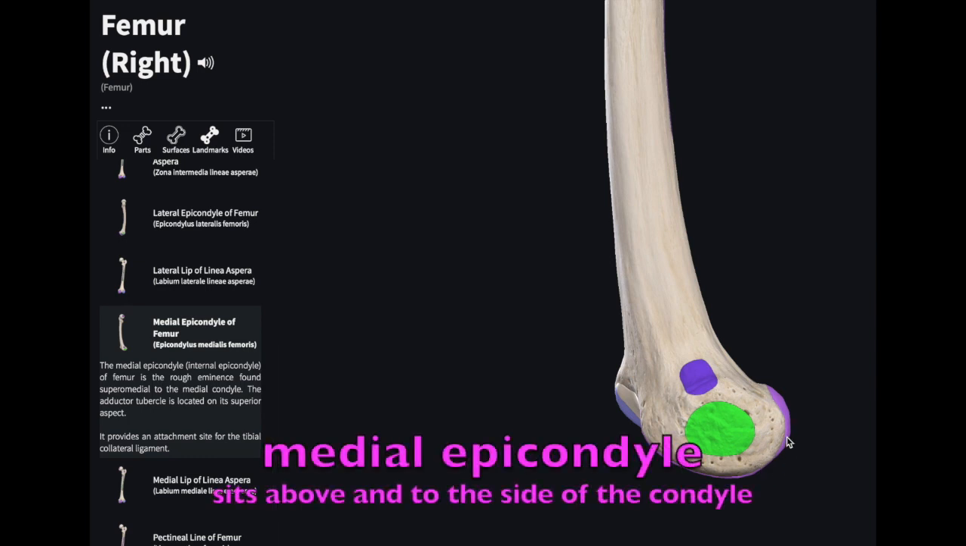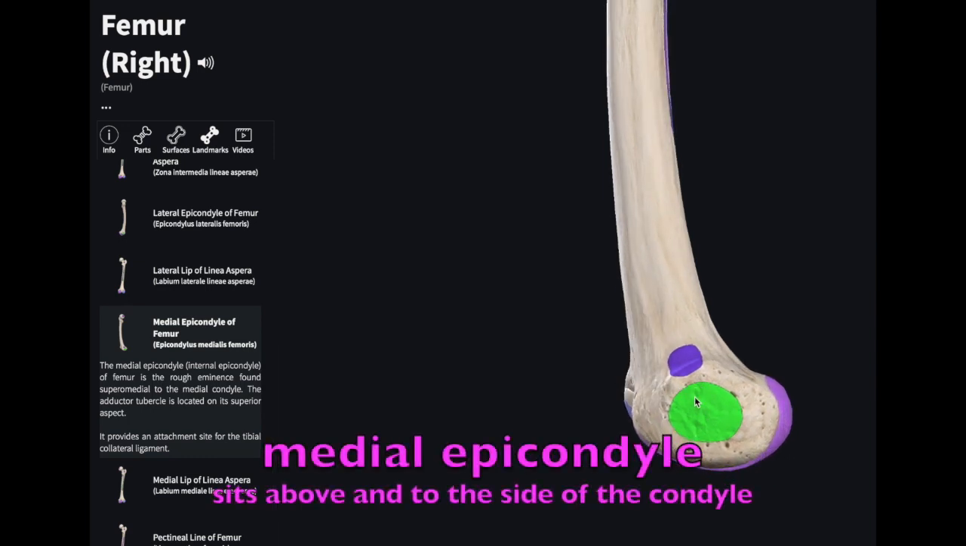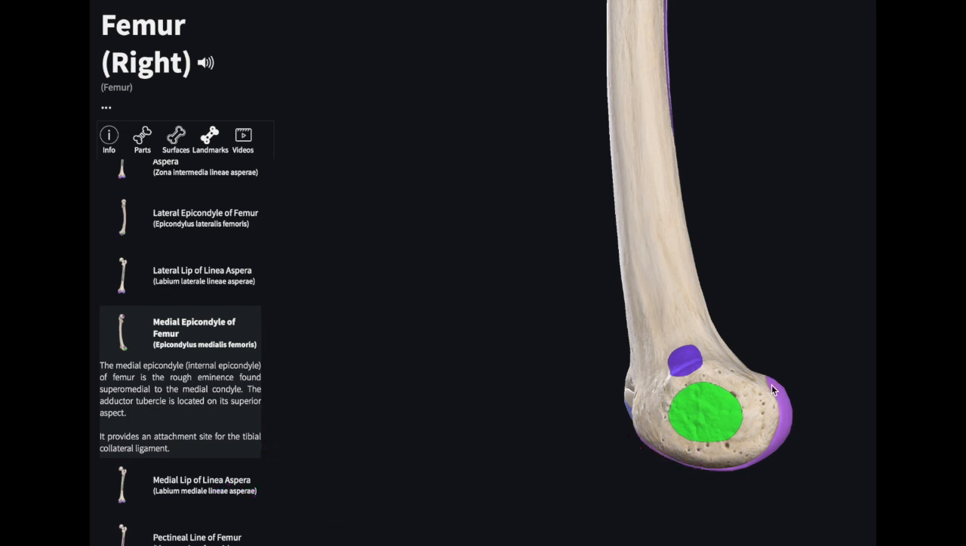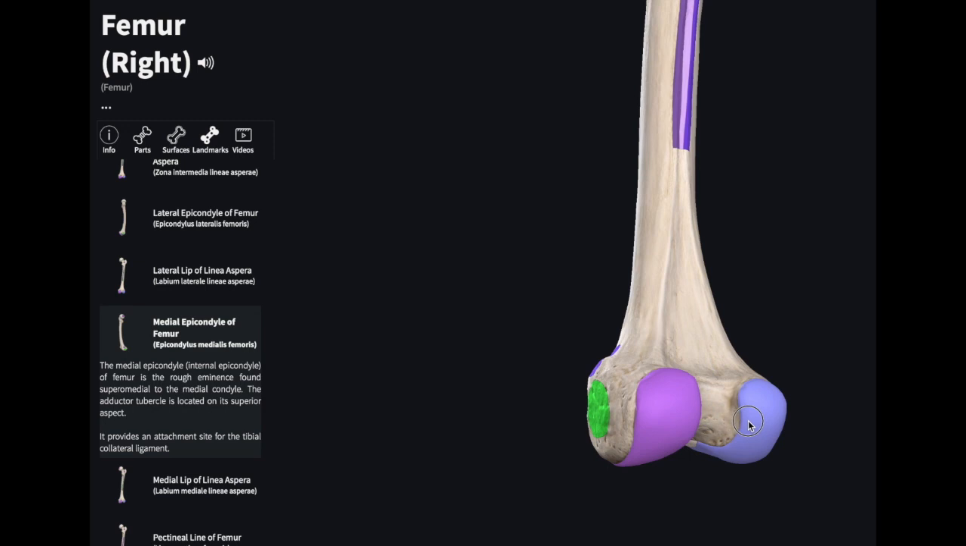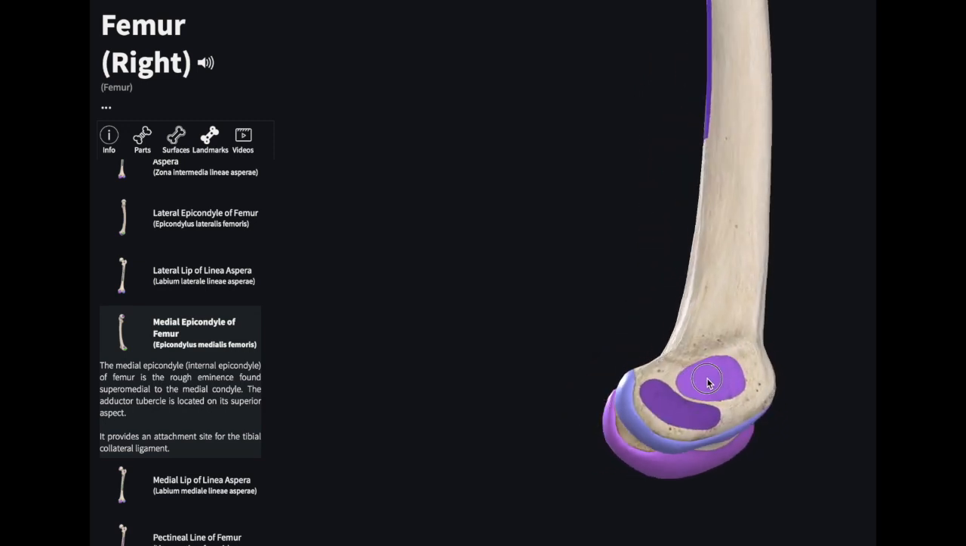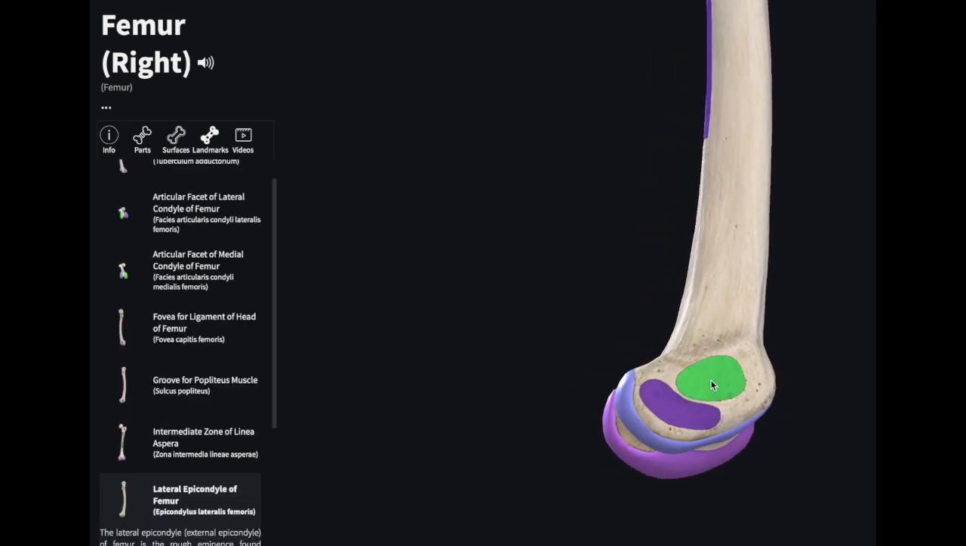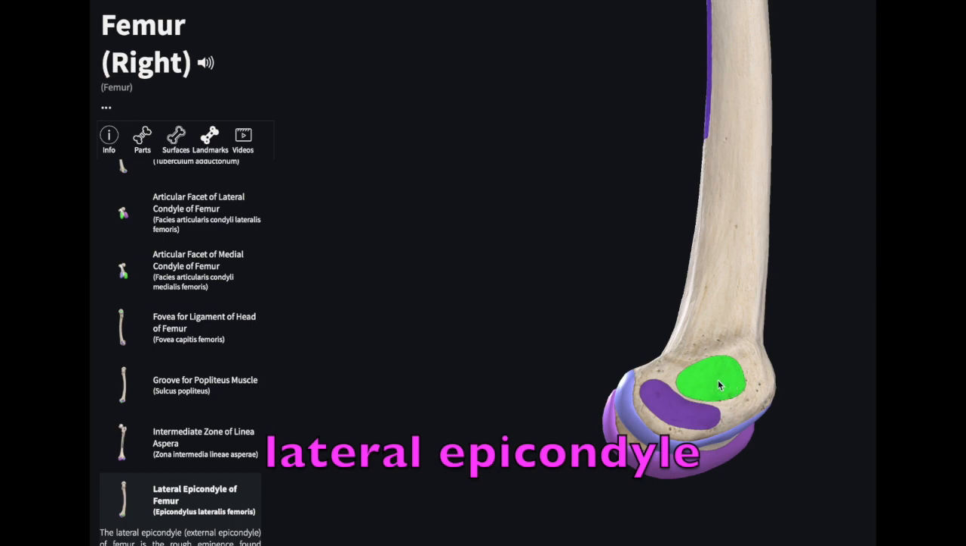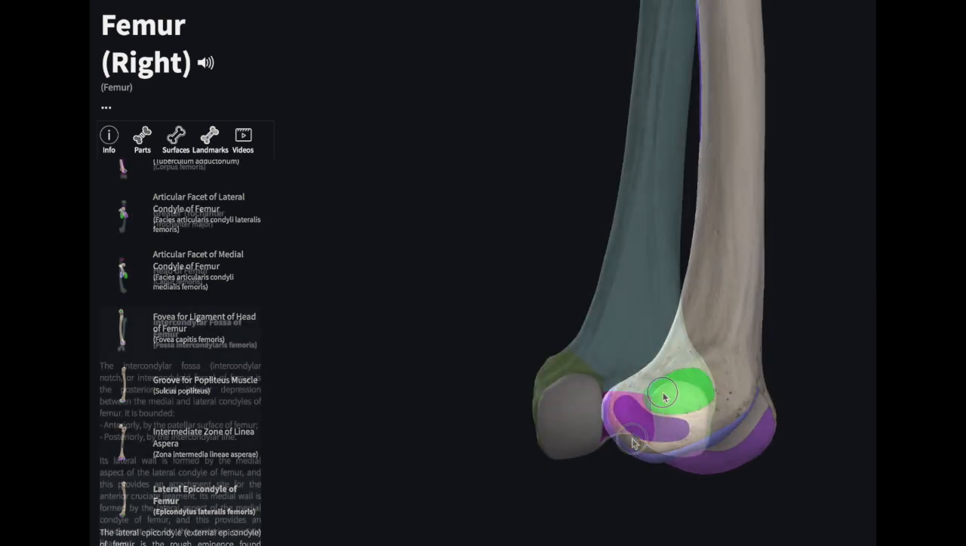Okay, on the medial side again, we have a medial epicondyle. So an epicondyle, like we learned within the humerus, an epicondyle will generally be outside of a condyle. Okay, so this is our condyle, and then this is our epi outside of the condyle, medial. And likewise, we will also have a lateral epicondyle, okay?